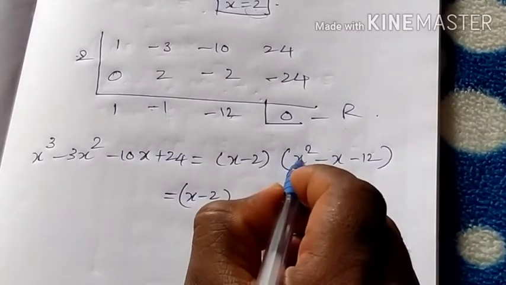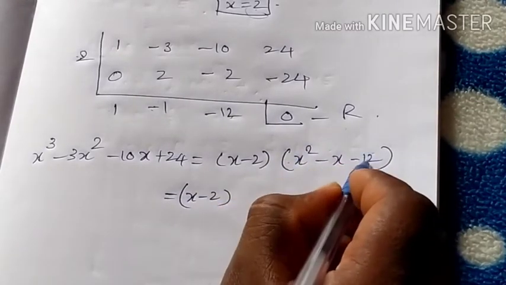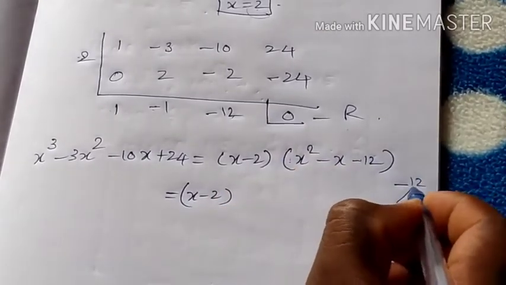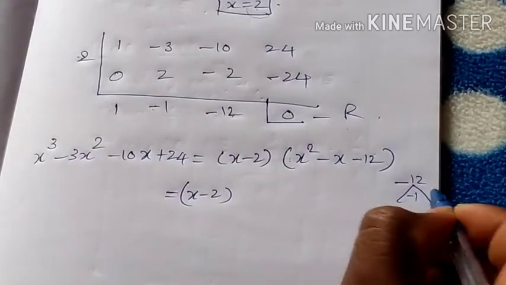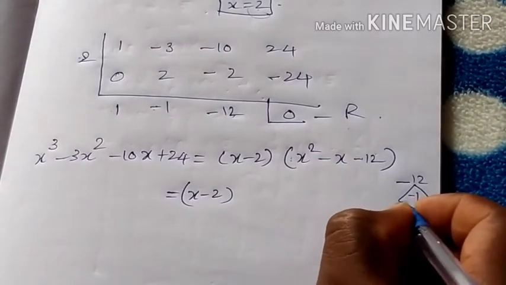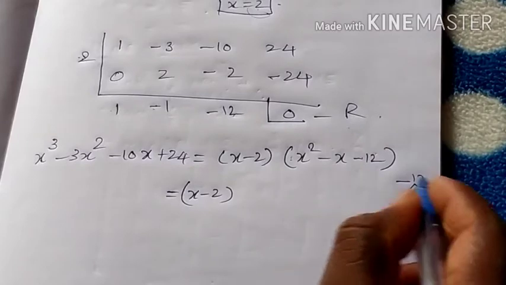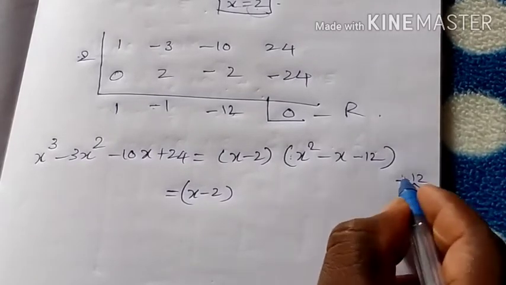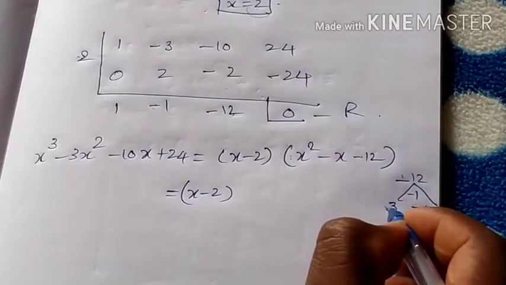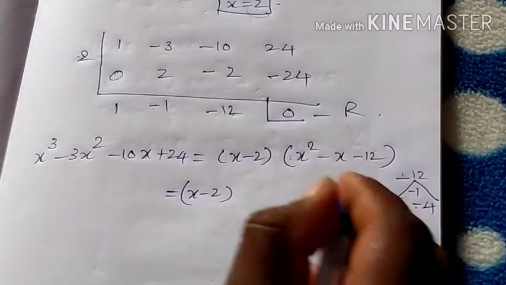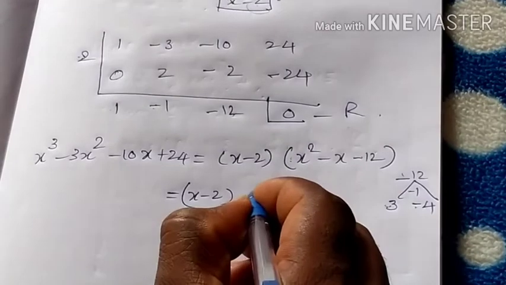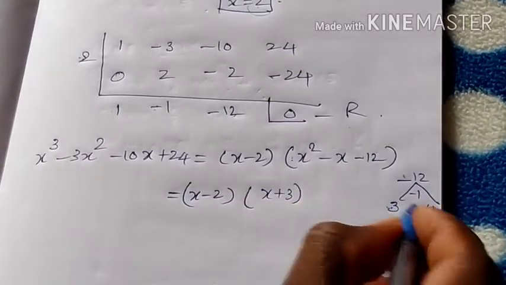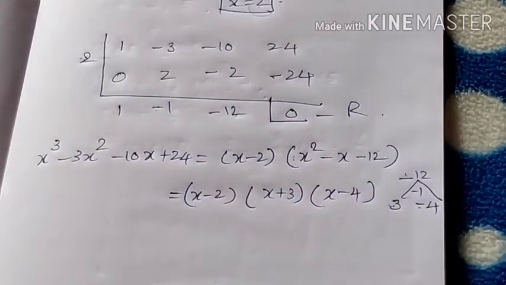The x squared coefficient is 1 and the constant is minus 12, so plus into minus, and the middle value is minus 1. 3 fours are 12, and the greater value gets the minus sign: 3 minus 4 is minus 1, and the coefficient of x is 1. Therefore x plus 3 and x minus 4.